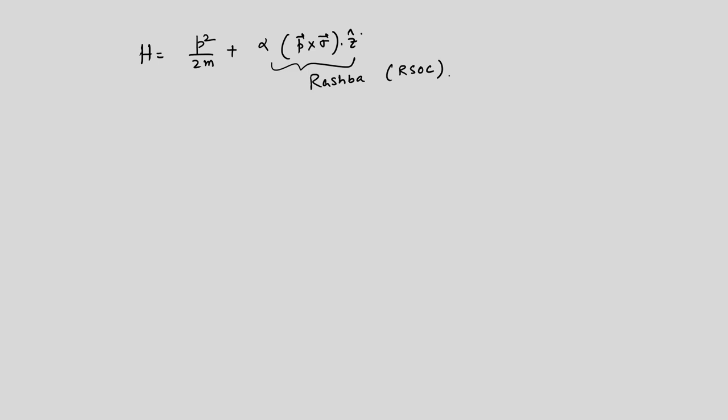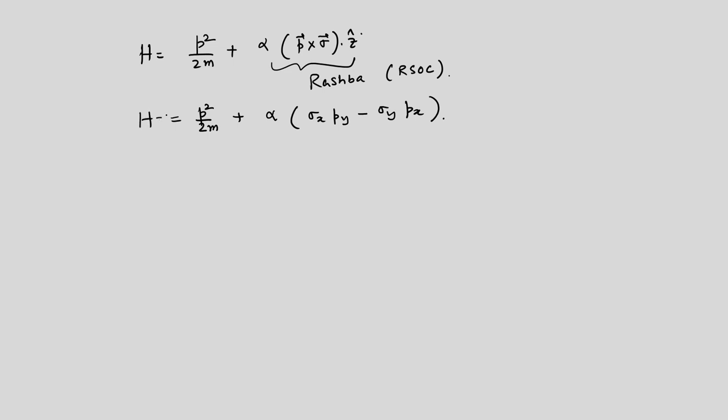A single particle Hamiltonian is being written, and if you expand it, it becomes equal to p square over 2m plus this alpha, and now you have sigma x p y minus sigma y p x. Because it's a cross product, it is written as sigma x p y. p y is the y component of the momentum of the particle, and sigma y couples to the x component of the momentum. And so this is the Hamiltonian.